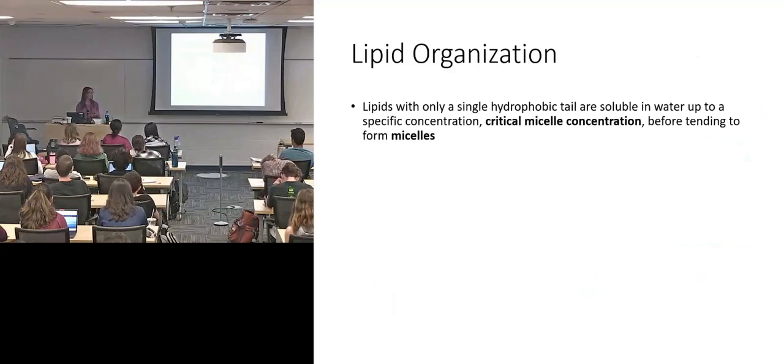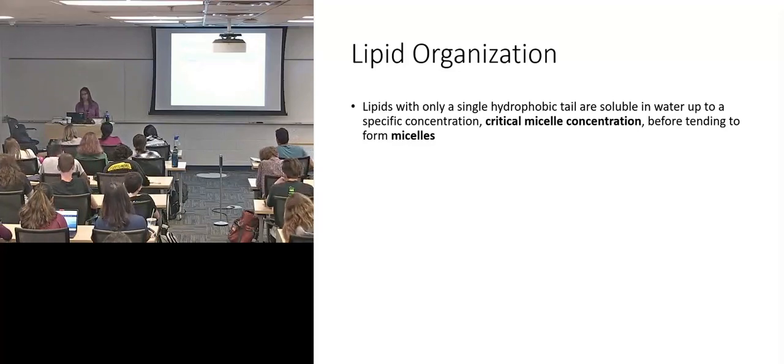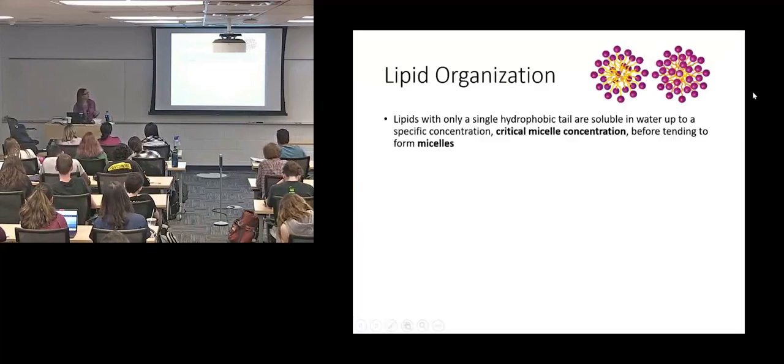So lipids with only a single hydrophobic tail are soluble in water up to a specific concentration. This is called the critical micelle concentration. Okay, so you'll hit a concentration after which they're going to start forming micelles spontaneously. But there's some low level where they will stay. They'll be able to be soluble even in water. Okay, after which you'll get the micelle shape.